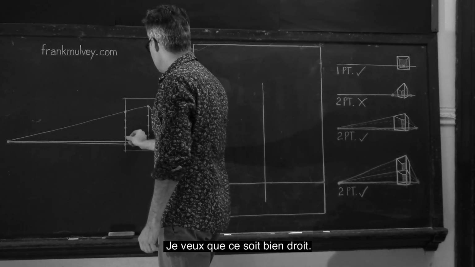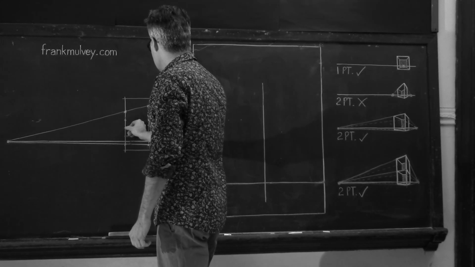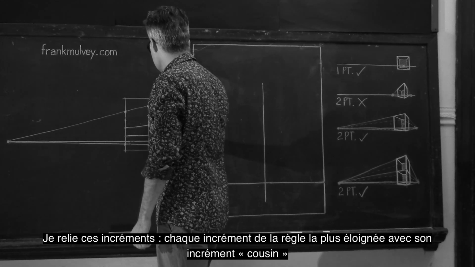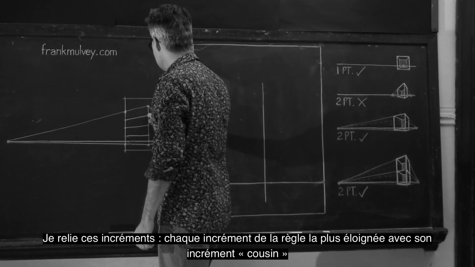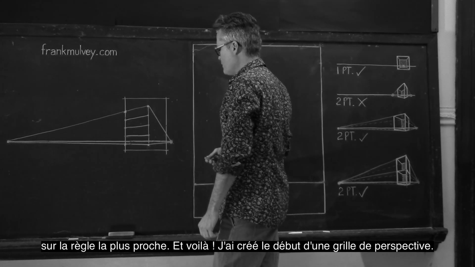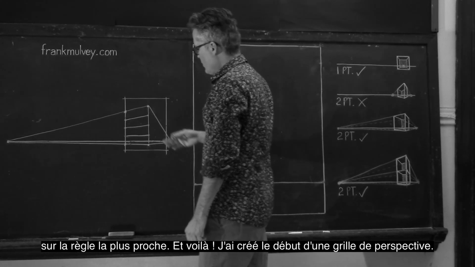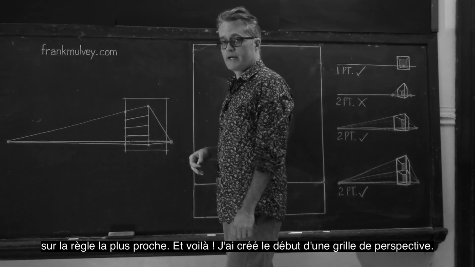Here, let's do a little bit of a better job on that. I want to make it nice and straight. So now I'm connecting these increments, each increment of the further away ruler, with its cousin increment, if you will, on the closest ruler. And voila, I've created the beginning of a perspective grid.